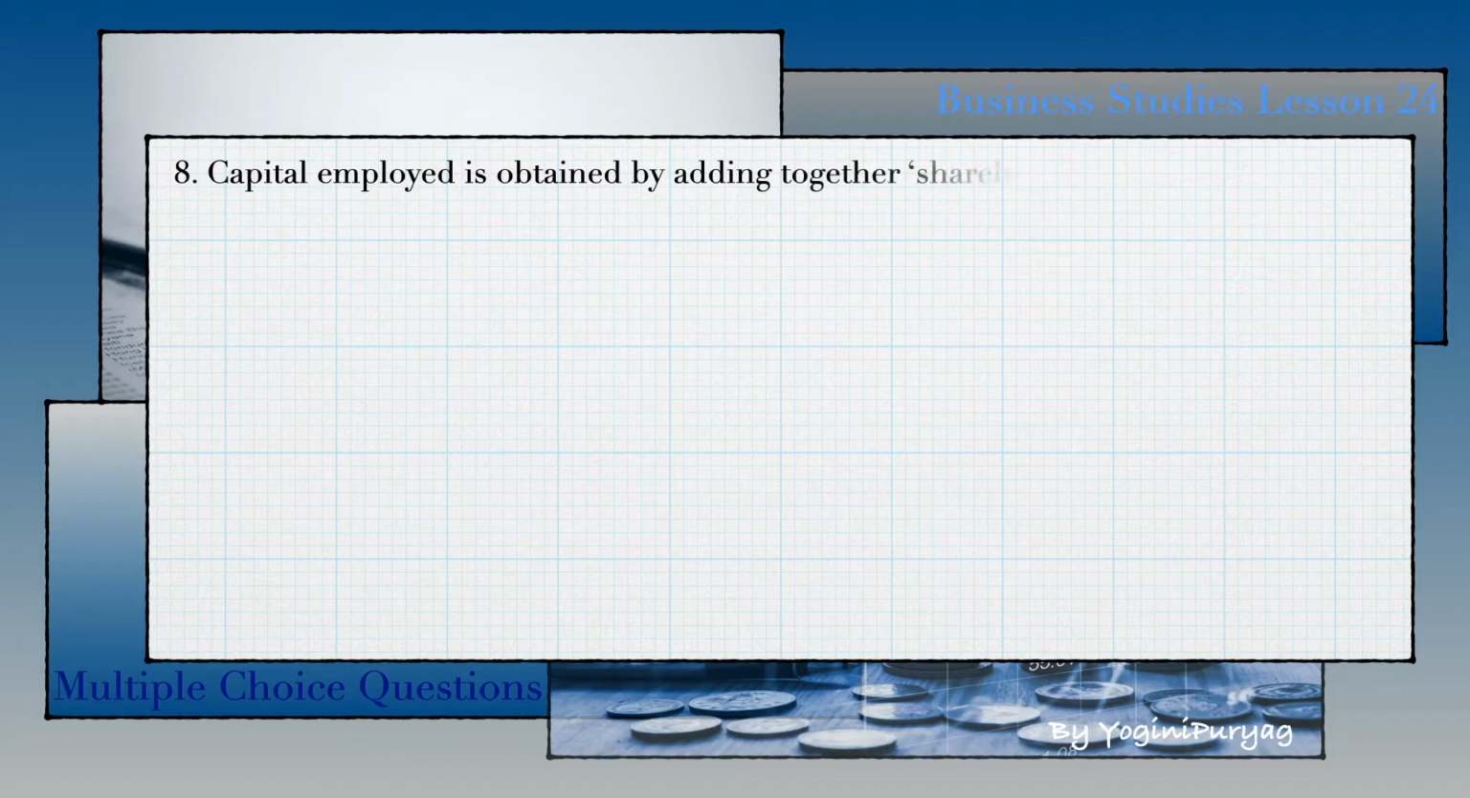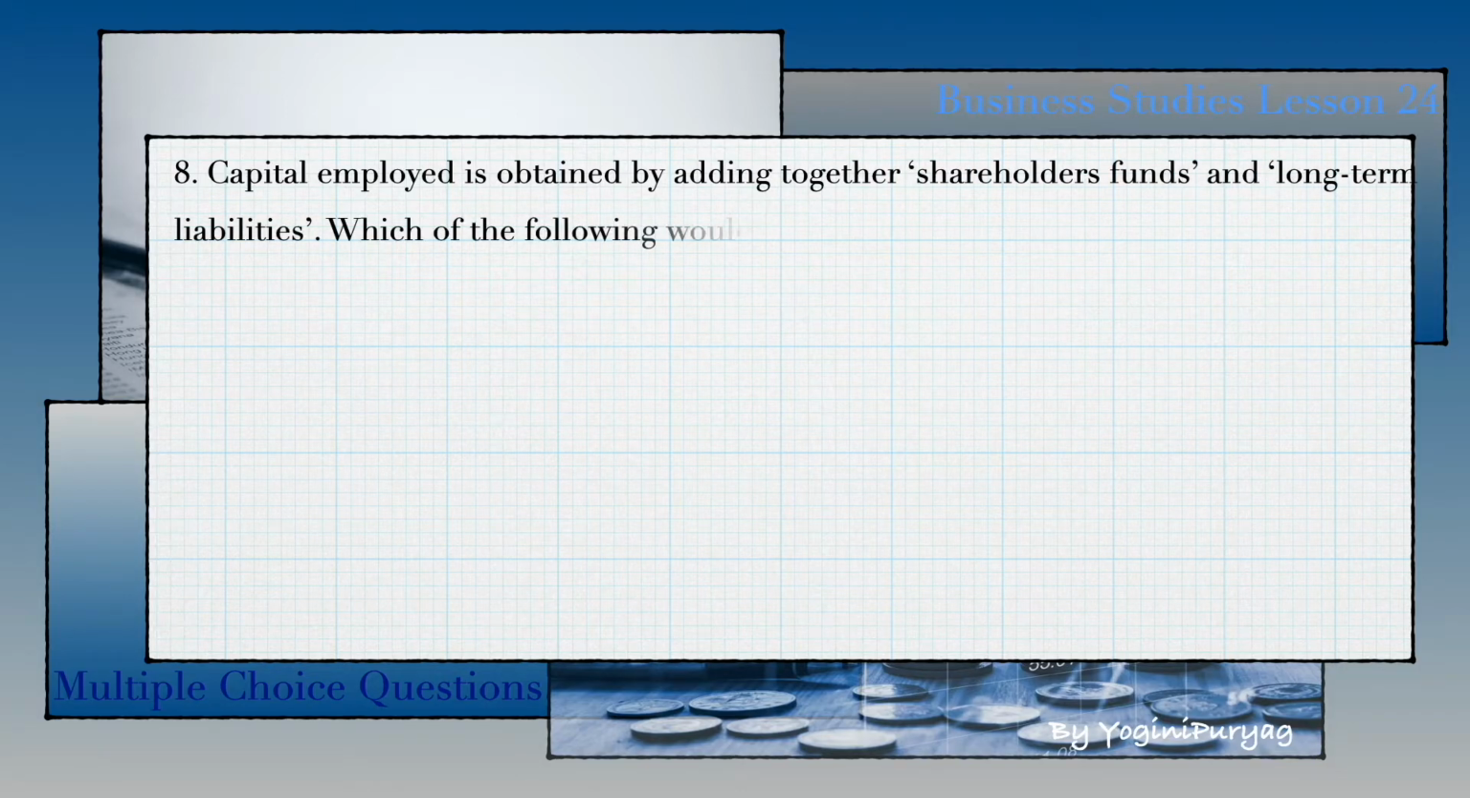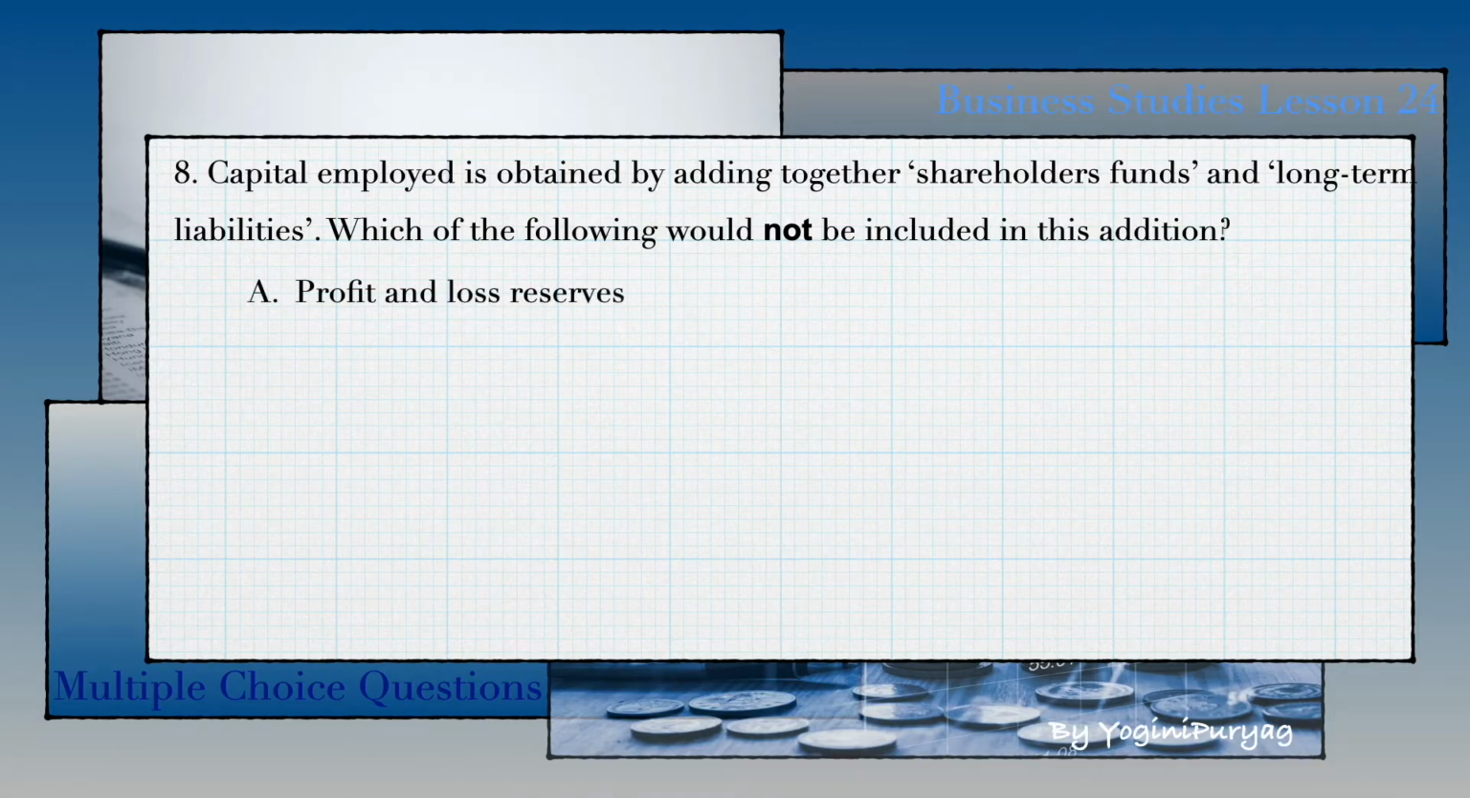Capital employed is obtained by adding together shareholders' funds and long-term liabilities. Which of the following would not be included in this addition? Profit and loss reserves, loans, working capital, share capital.